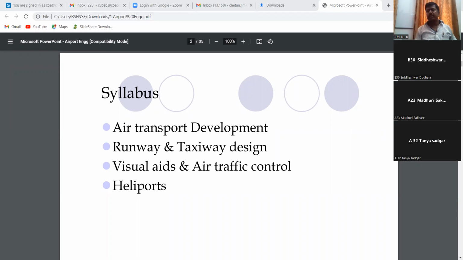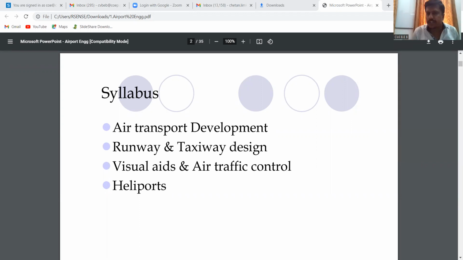Good afternoon, everyone. Welcome to the next session of our subject, that is railway and harbor engineering. In our today's session, we are going to start our section 2. We call it airport engineering.